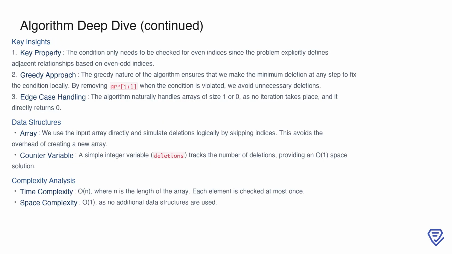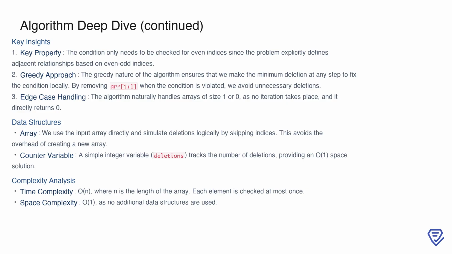There are a few key insights that make this algorithm both efficient and reliable. First, we only need to check the condition for even indices because the problem explicitly defines the adjacent relationships as being between even-odd index pairs. Second, the algorithm follows a greedy approach, meaning at each step, we make the smallest possible change by removing arr[i + 1] when the condition is violated. This ensures we fix the issue locally without any unnecessary deletions.